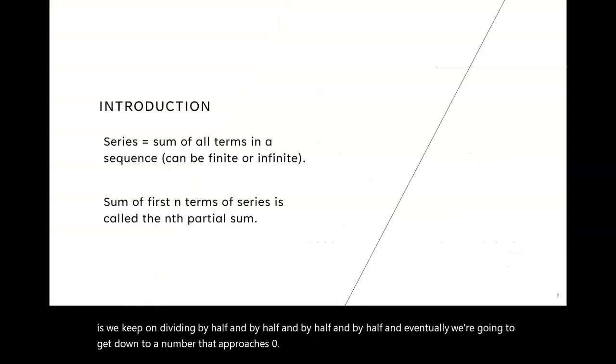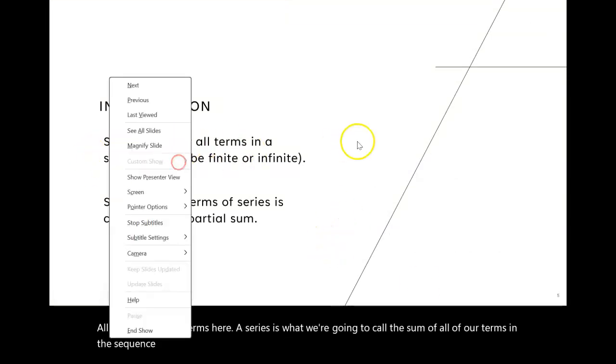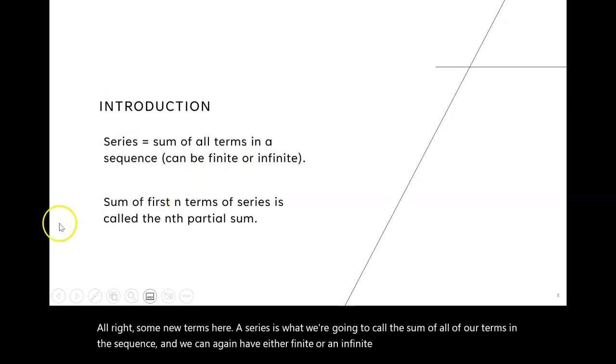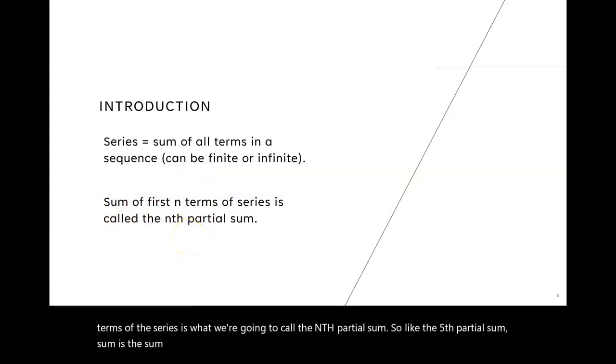All right, some new terms here. A series is what we're going to call the sum of all of our terms in a sequence. And we can, again, have either a finite or an infinite series. And the sum of the first n terms of a series is what we're going to call the nth partial sum. So like the fifth partial sum is the sum of the first 5 terms of a series.